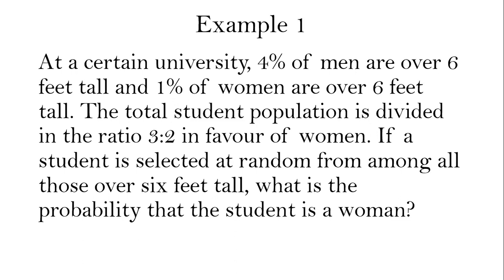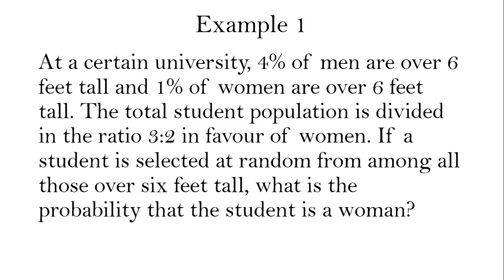And they're also telling us the probability that a woman is tall. So this will imply the probability that she is tall given that she's a woman or female. And that will be your 1% or 0.01, whatever favors you. You can decide to use decimals or fractions. We continue looking at the question. If a student is selected at random from among all those over 6 feet tall, what is the probability that the student is a woman?